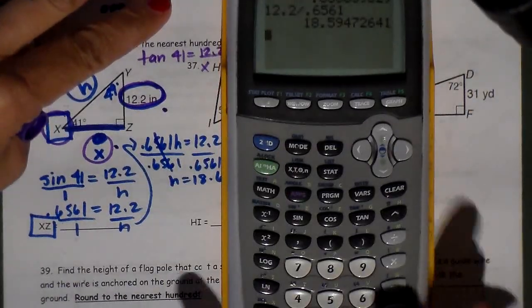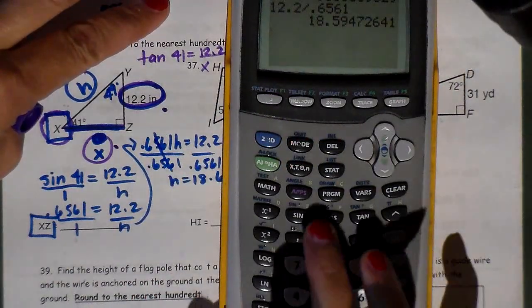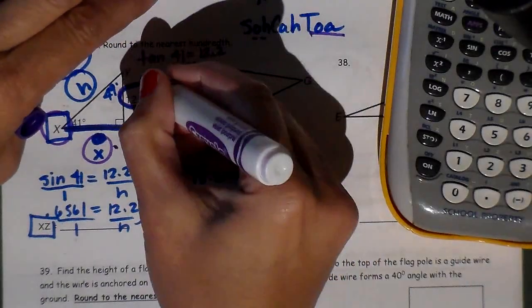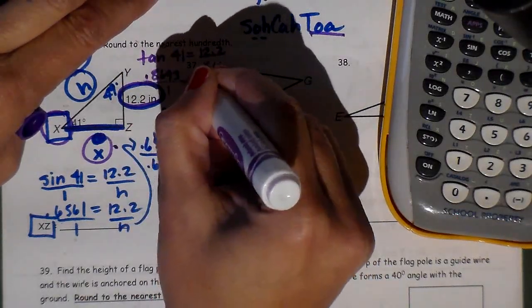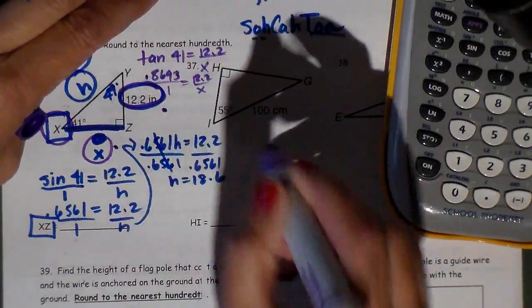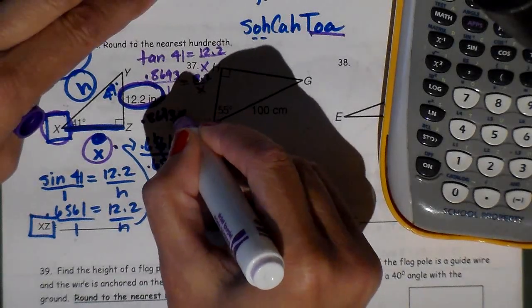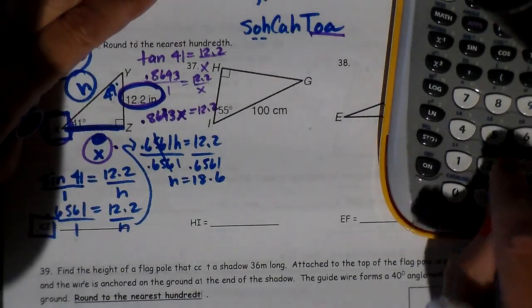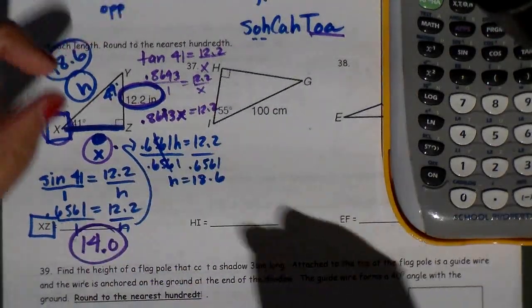You put tangent of 41 in your calculator. I've already changed. Remember, go to mode, make sure you're in radian. So tangent of 41 equals 0.8693. So I have 0.8693, and all this is over 1, equals 12.2 over x. I'm going to cross multiply, so 0.8693 times x equals 12.2, and then you divide, so 12.2 divided by 0.8693 is 14. So xz is 14.0, because it's 14.03.